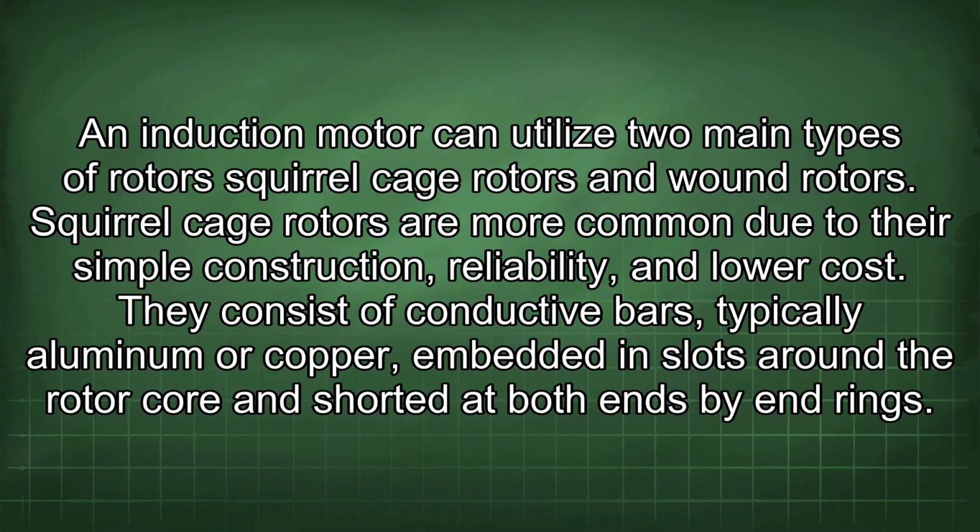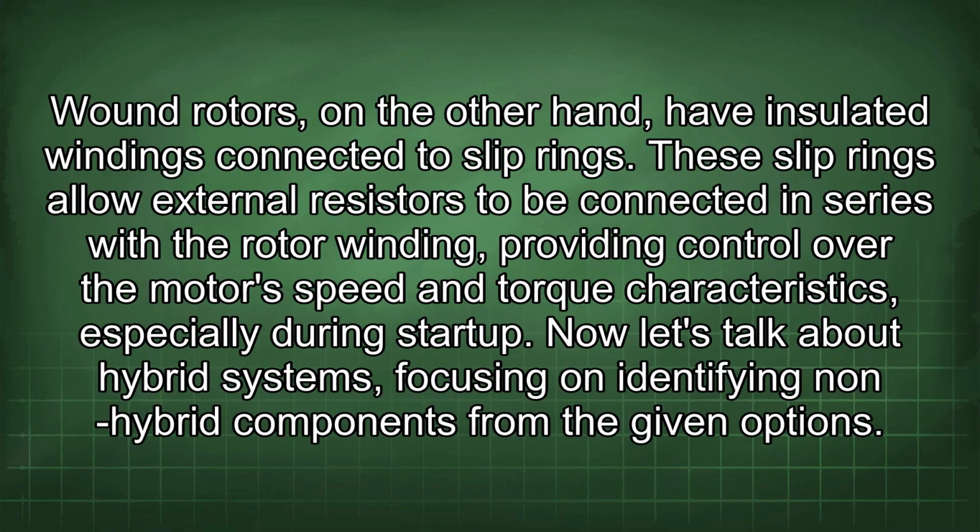An induction motor can utilize two main types of rotors: squirrel cage rotors and wound rotors. Squirrel cage rotors are more common due to their simple construction, reliability, and lower cost. They consist of conductive bars, typically aluminum or copper, embedded in slots around the rotor core and shorted at both ends by end rings. Wound rotors, on the other hand, have insulated windings connected to slip rings.